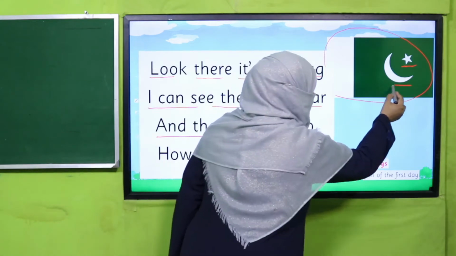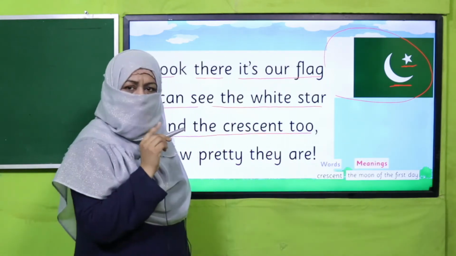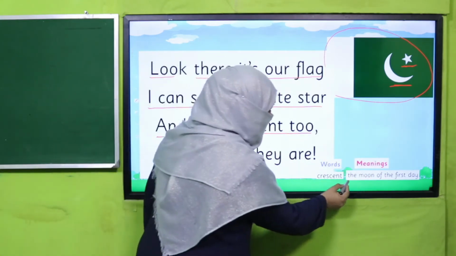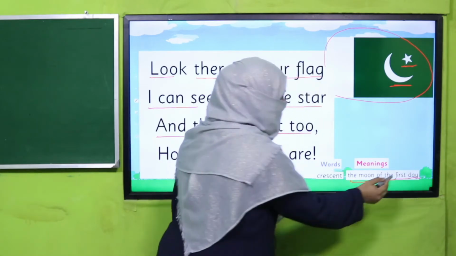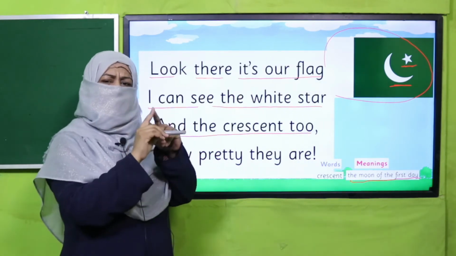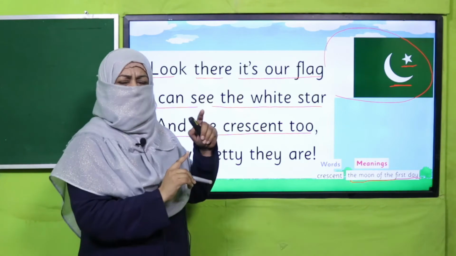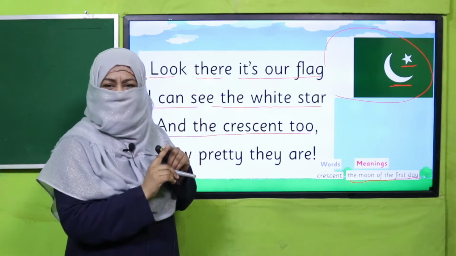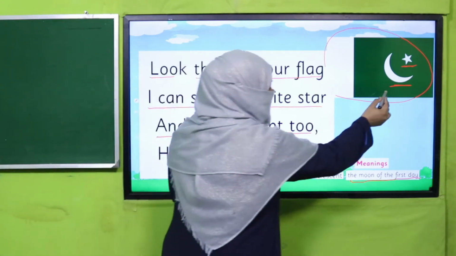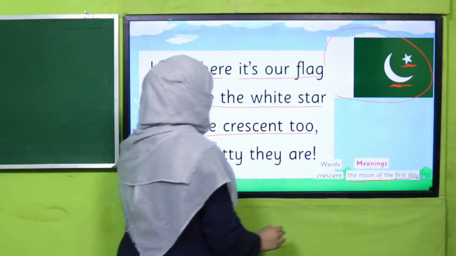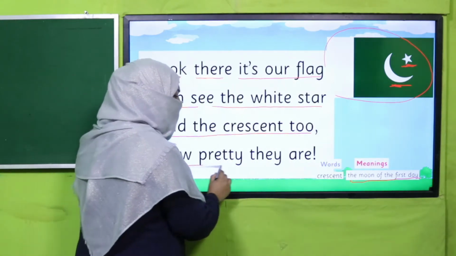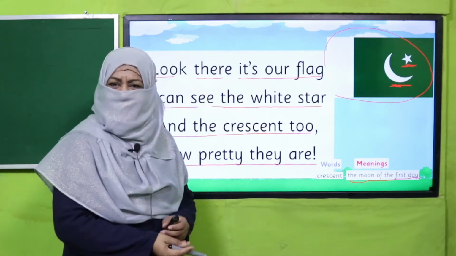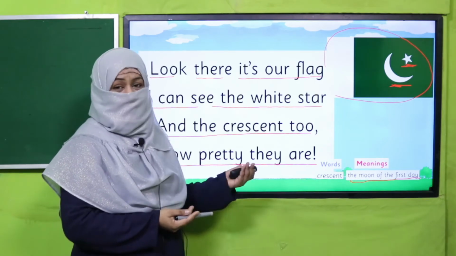It's the crescent. And why do we call it that? We don't call it moon. Why do we call it crescent? Because crescent is the moon of the first night. When the moon appears for the first night, it is called crescent. Okay. So, it's crescent and star on our flag. How pretty they are. Don't they look pretty? Yes, and our flag is pretty.